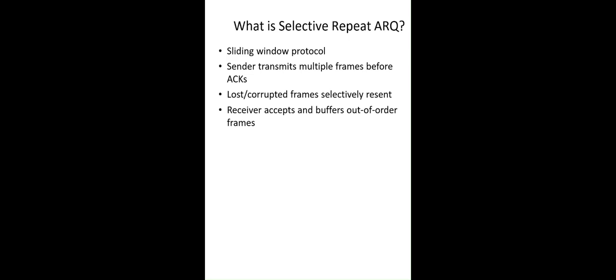One more key feature is that the receiver in selective repeat can accept frames out of order and store them temporarily until missing frames arrive. So it has a buffer and doesn't reject all frames just because one was missing.